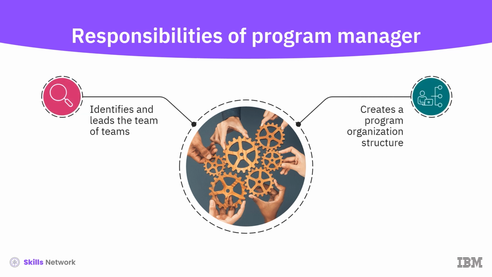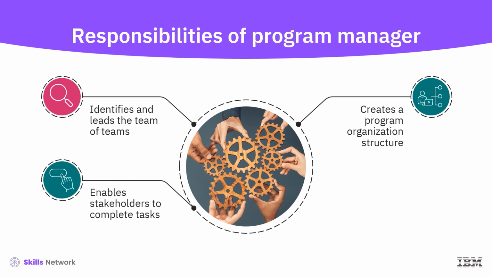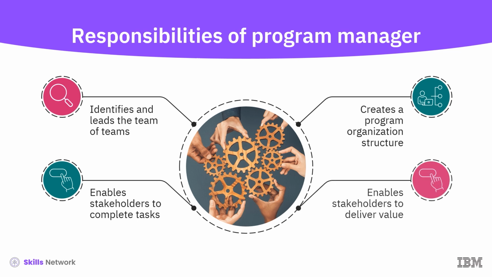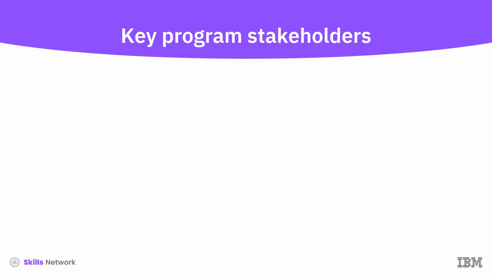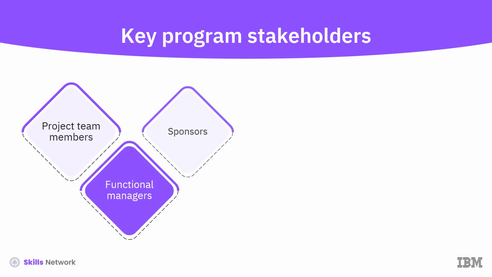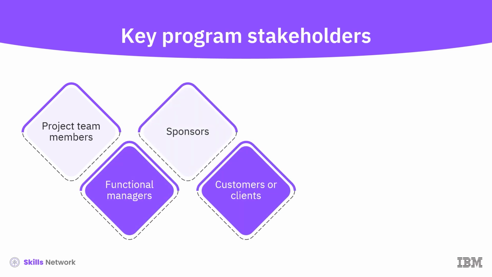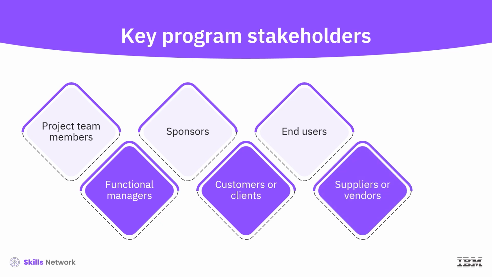The program manager must create an overall program organizational structure that enables all key stakeholders to successfully complete all program work and deliver anticipated benefits. Many key program stakeholders may need to be included in the team of teams. This includes project team members, functional managers, sponsors, customers or clients, end users, suppliers or vendors, and other stakeholders.